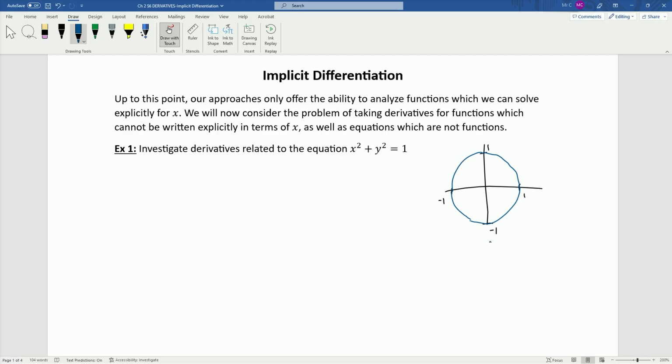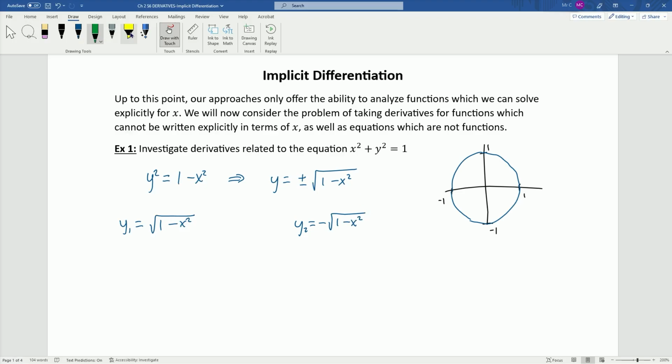But what we can do is solve for two functions instead. If I do a little rearranging here, I can write y squared equals 1 minus x squared. And then when I take the square root, I get y equals plus or minus the square root of 1 minus x squared. So now I have two different functions. We'll call one of these y1, the positive square root, and we'll call the other y2, the negative square root.